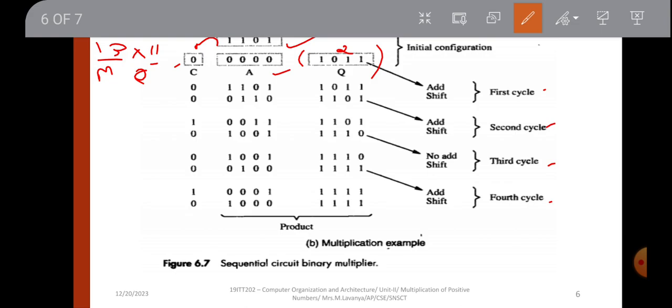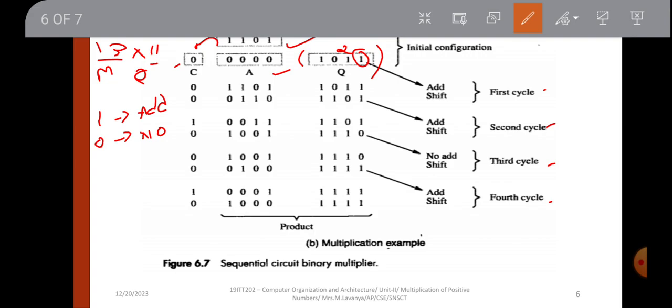First, we have to take the last bit. The last bit is 1. If it is 1, we have to perform add and shift. If it is 0, we have to shift alone, no add will be done. That is the algorithm.